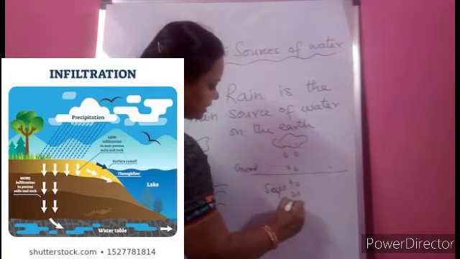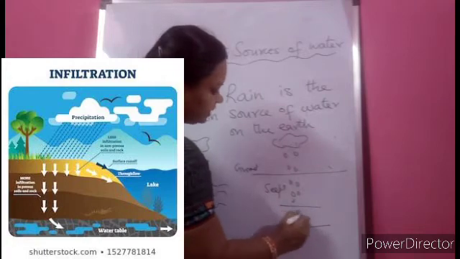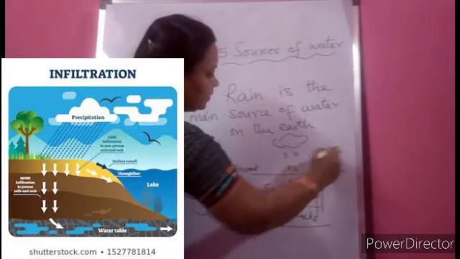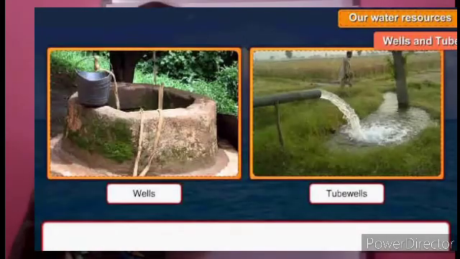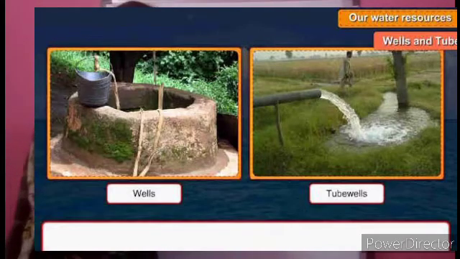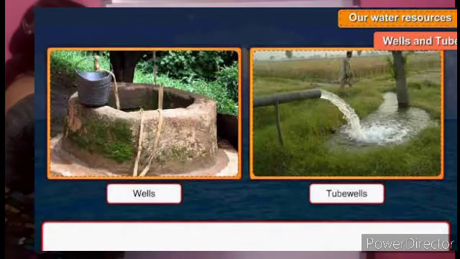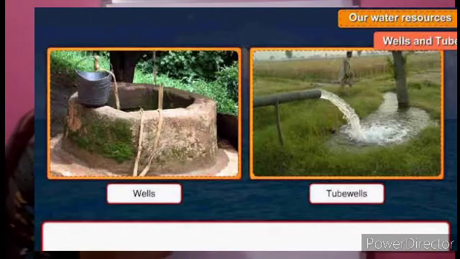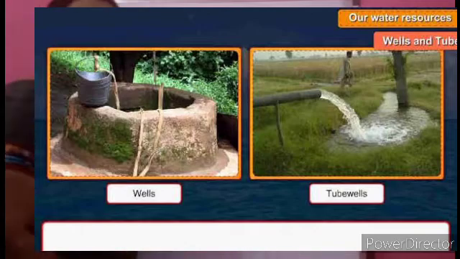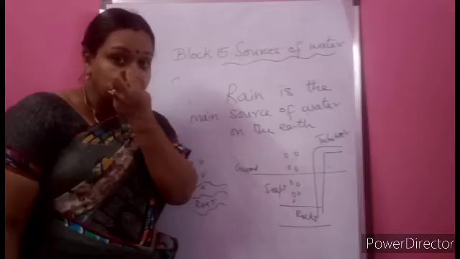It seeps inside the earth and it will get stored between the rocks. So that is where we send the tube and take it out. Tube wells are sent and we are able to get it. So the clouds will be up, with the rain water. The rain water will fill the rivers, lakes, ponds all, and also the rain water is making the water table. All that you will learn when you go to higher classes.